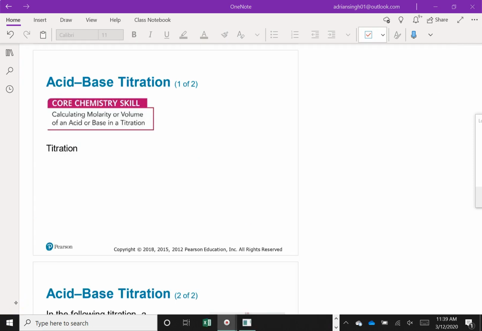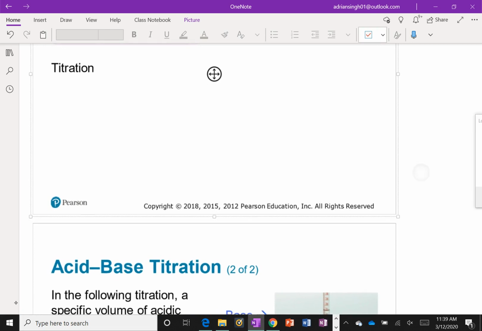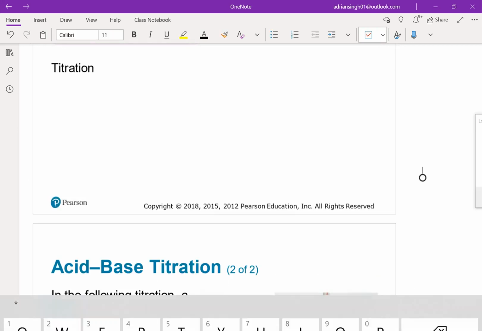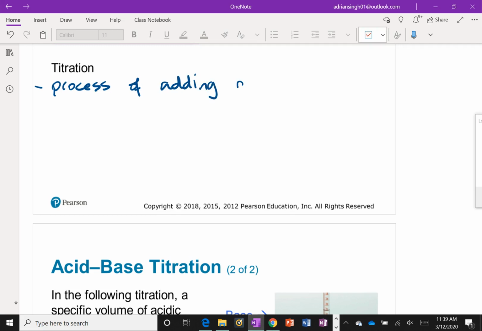We can take advantage of this acid-base neutralization reaction in the laboratory to do an experiment called a titration, and that's how you pronounce that word, by the way. All a titration is, is the process of adding a base to an acid in order to neutralize it.